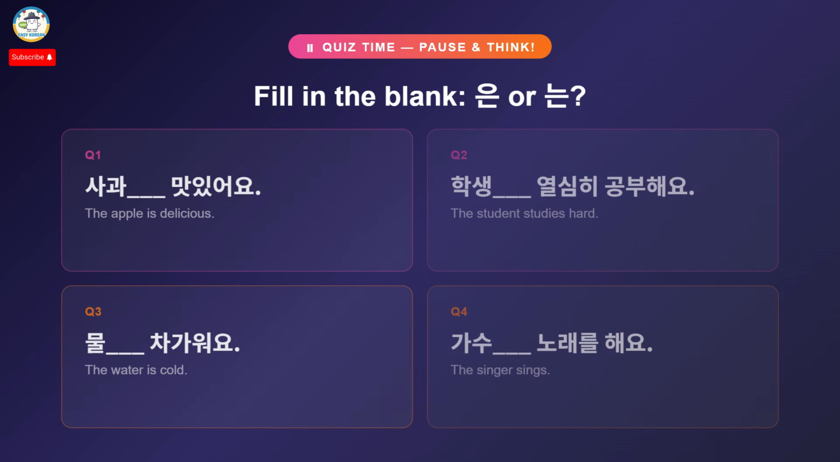All right, it's quiz time. Pause the video right now, read each sentence, and decide, should it be 은 or 는? Take as long as you need. I'll reveal the answers one by one.